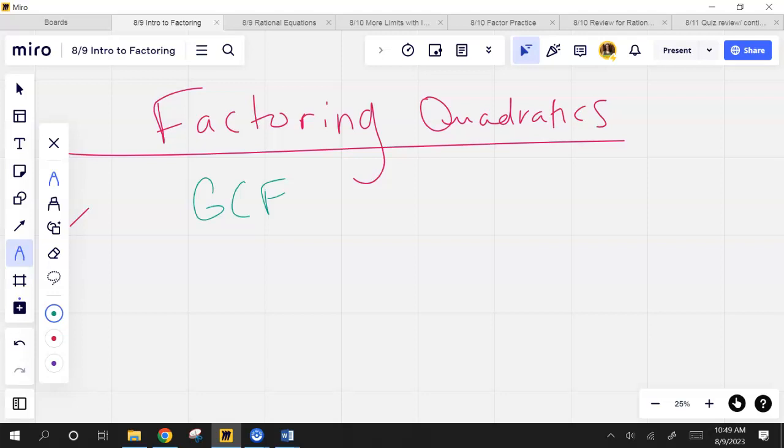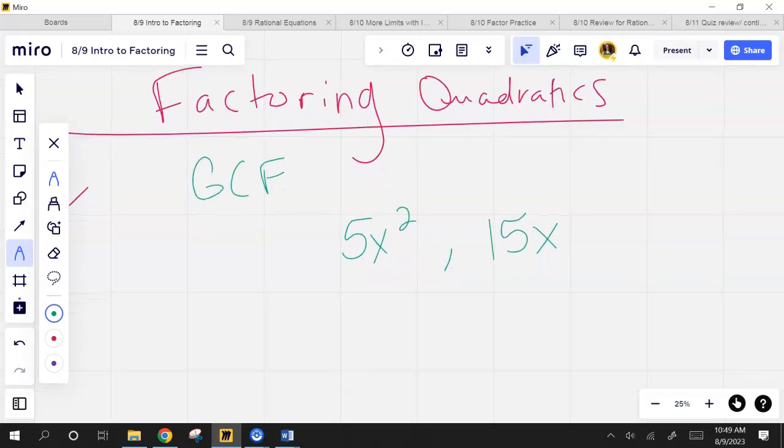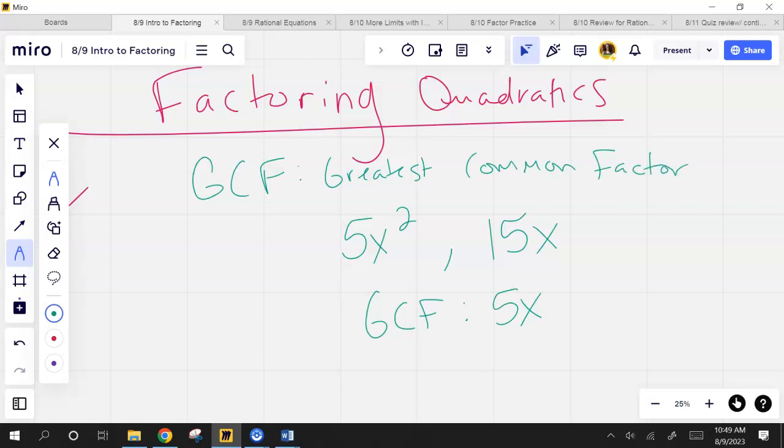So, for instance, if I gave you these two terms, what would the GCF of those two terms be? 5x, right? I can divide them both by 5, and then one has 2 x's, one has 1x, so I could take an x away from both of them. Greatest common factor. There you go. All right, so I'm looking for the biggest thing that I can divide both coefficients by, as well as the most number of a certain variable that I can take out.